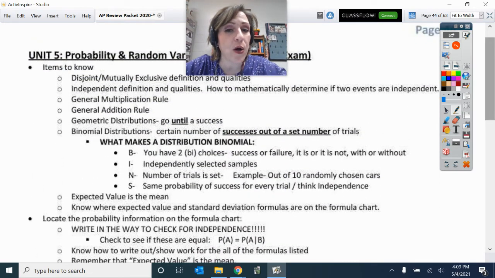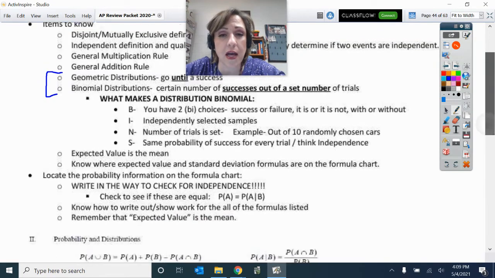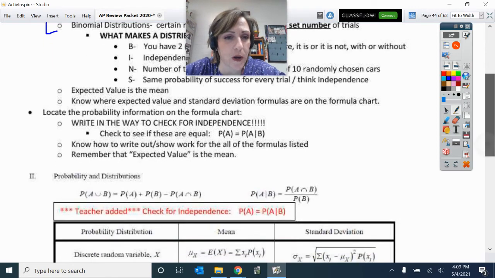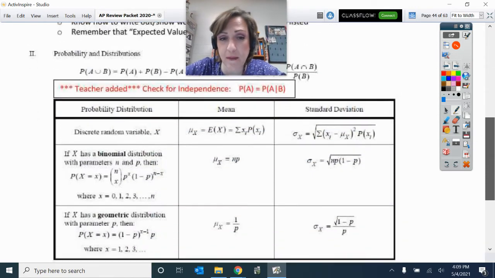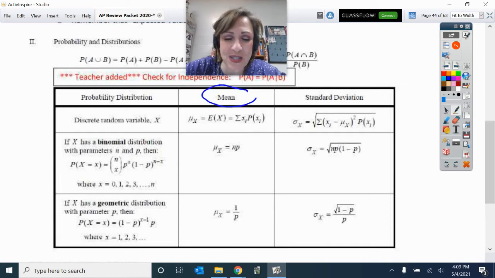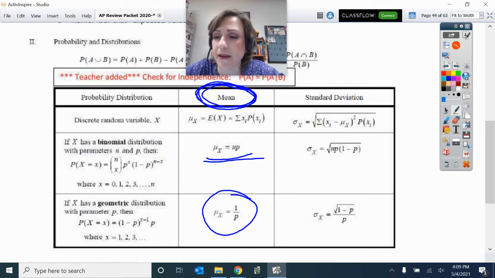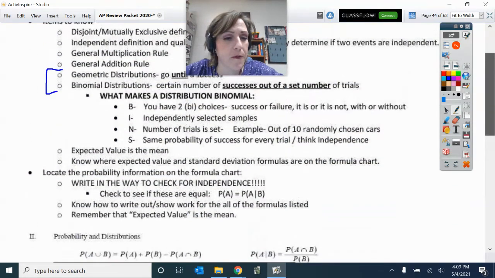And so there we have that. Now, we'll come back and visit these geometric and binomial tomorrow. Geometric, you are going until your first success. And then, of course, binomial is out of a set number of trials: how many successes do you expect? Expected value is the mean. And so we'll see that again. I'm just planting that seed to remind you for tomorrow. Geometric is 1 over p, binomial is n times p. And so we'll talk about that tomorrow.